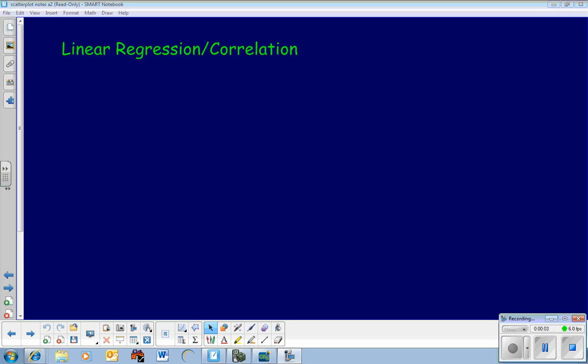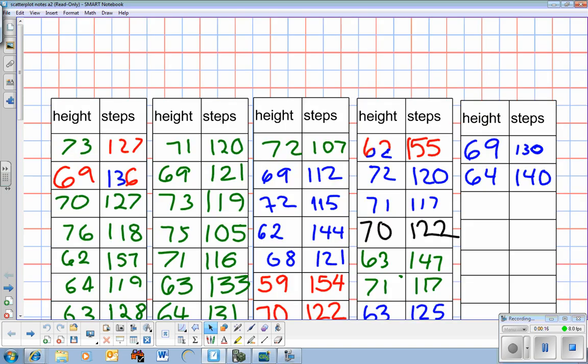Today's topic is going to be linear regression and correlation. This is a couple of sections from chapter 3. I'm just going to go in my own order. And this is some data from my A2 class.